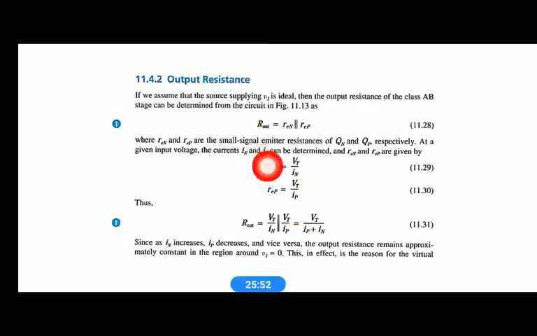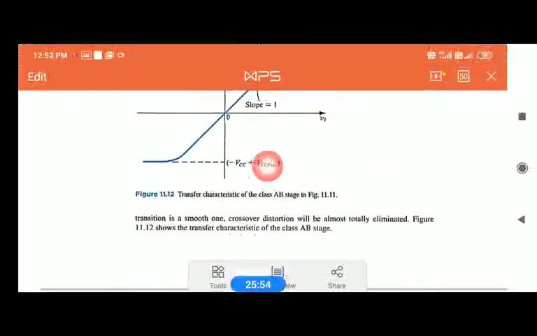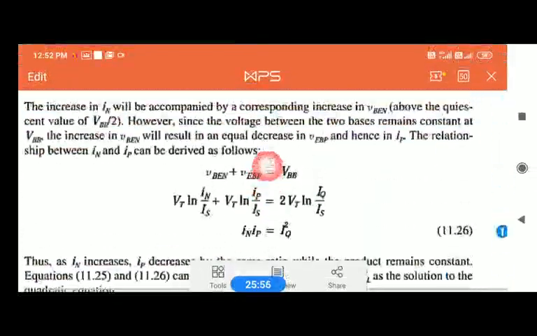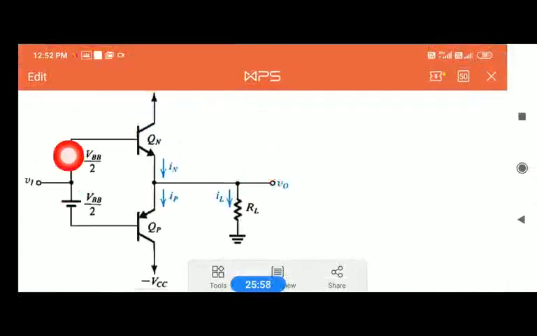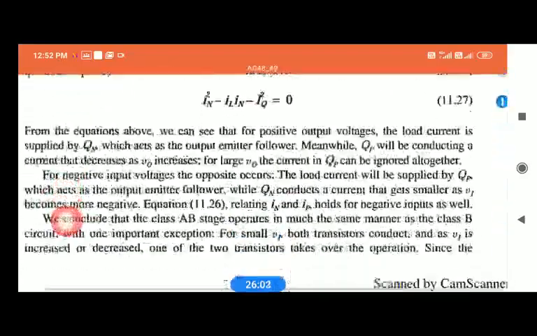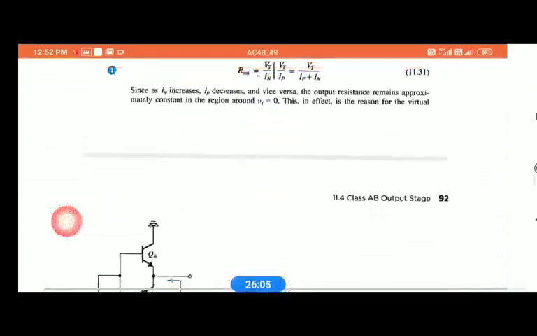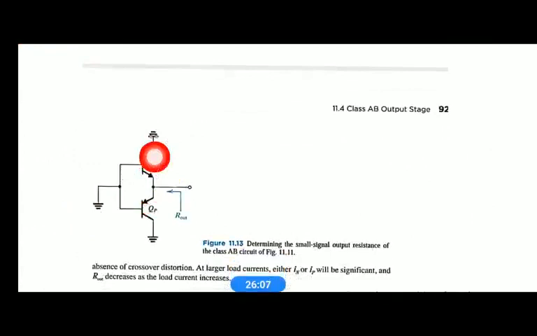The output resistance for this circuit is to be calculated by making all the sources 0. When you make all the sources 0, you will get this circuitry. VCC we are making 0, grounded. Minus VCC is grounded. Both the VB sources we are grounded, and Vi is also grounded.